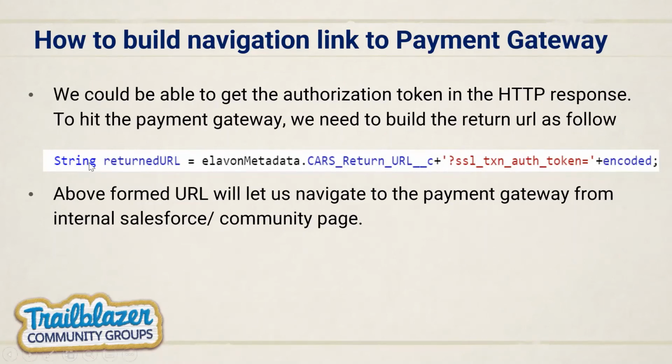This will be formatted as in the screenshot, where the return URL must be the return URL. That is also information we got from the Elavon team. When we request an account, they will send all the URL related details like endpoint URL and return URL through email. So we can use that return URL along with the authorization token that we got from the earlier callout. Once we get a response from the callout, we can get the authorization token parameter from it. We need to add that parameter to this return URL, and finally we can navigate to the payment gateway using this, whether from an internal Salesforce or community page.